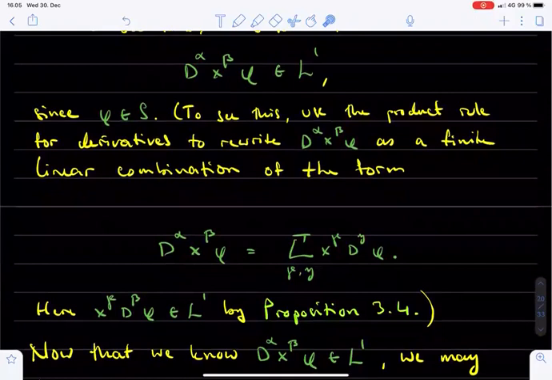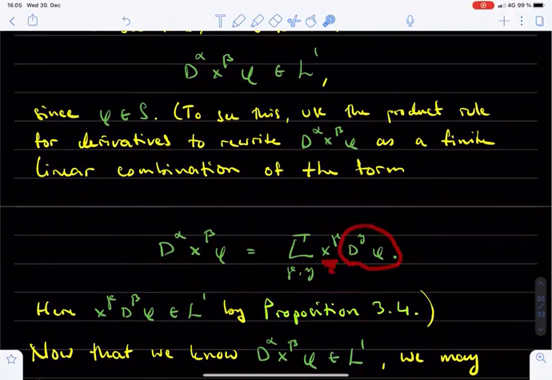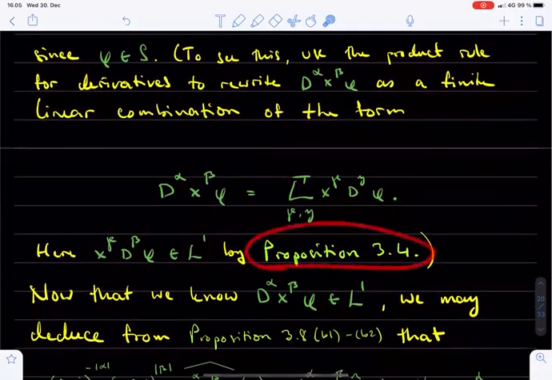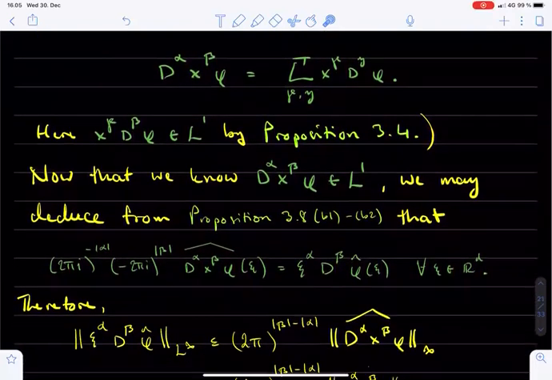However, you can check by sufficiently many applications of the product rule for derivatives that the expression here can be rewritten as a finite linear combination of certain polynomials multiplied by certain derivatives of phi. And all of these expressions are L1 functions by the assumption that phi is a Schwartz function and proposition 3.4. With this information in hand, we can calculate the Fourier transform of the alpha derivative of phi multiplied by the polynomial x to the power beta.